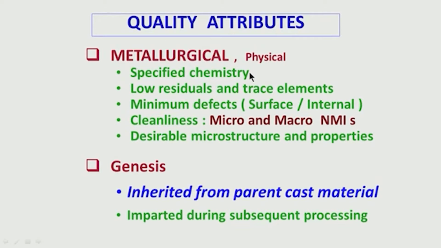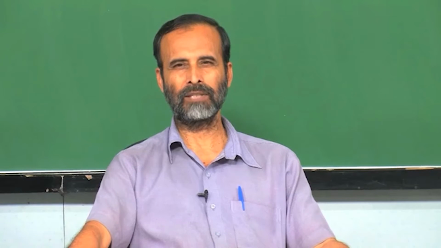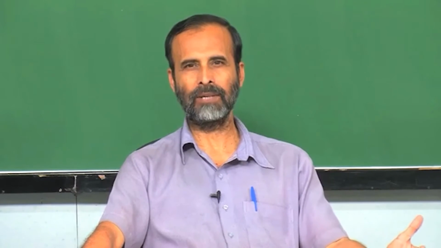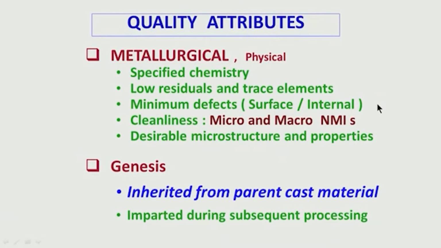One important requirement is the specified chemistry. That means what are the ranges of alloying elements which have to be maintained for the steel to perform. Then what are the residuals and trace elements? In reality, these have to be kept within limits. That means what is the upper limit of these residuals and trace elements. Then I had mentioned what are the defects, both surface as well as internal, which should be avoided or which have to be kept within norm.